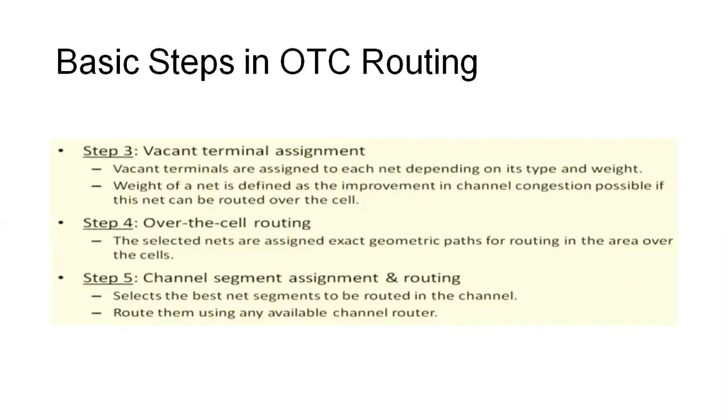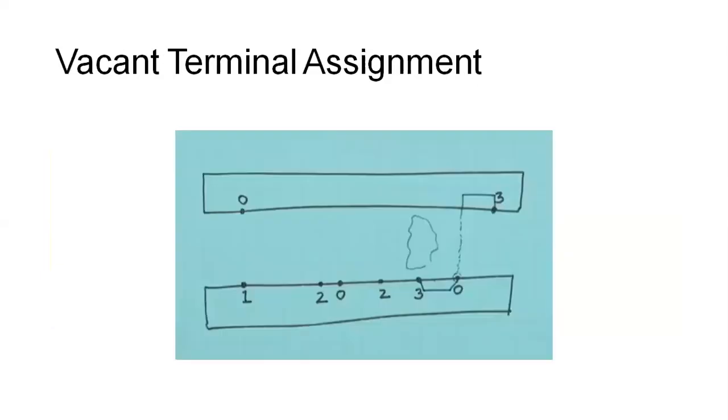Vacant terminals are assigned to each net. Let us say this vacant terminal, terminal 0, is assigned to net 3. You can assign this vacant terminal 0 if the net here is congested. In this area, what I have shown here, the net is congested.